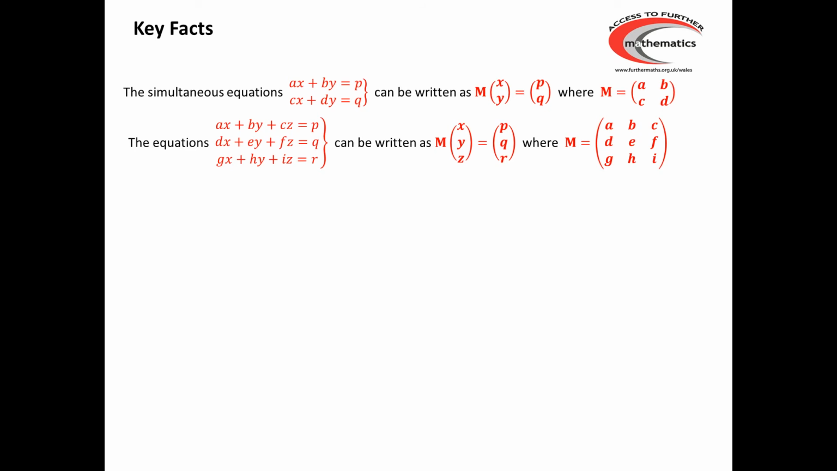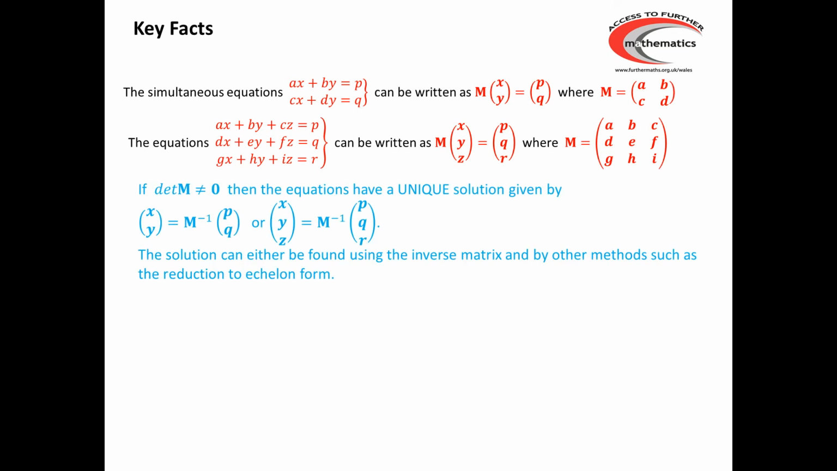So let's have a look at the key facts. First of all, we need to realise that any system of simultaneous equations can be written as a matrix system of equations. We need to appreciate that if the determinant of the matrix is not equal to naught, then the system of equations will have a unique solution, and that this unique solution can be found using inverse matrix methods or by methods such as reduction to echelon form.